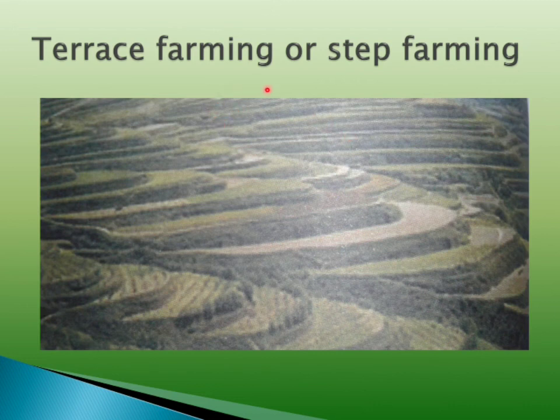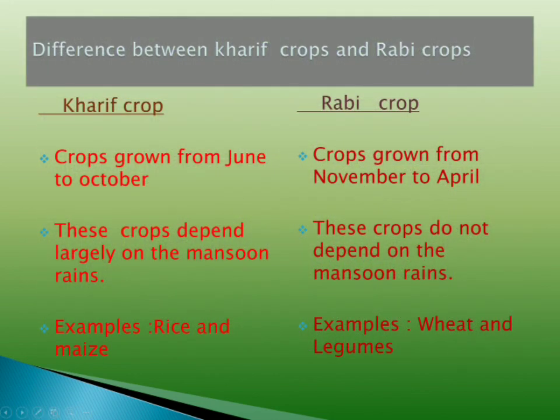Okay, a particular crop may grow well in one season and may not grow that well in another season. So this is why farmers grow different crops in different seasons. Okay. Now there are two types of crops. One is Kharif and another one is Rabi. So what is the difference between Kharif and Rabi? See, first one, in Kharif, crops are grown from June to October. But in Rabi, crops are grown from November to April.